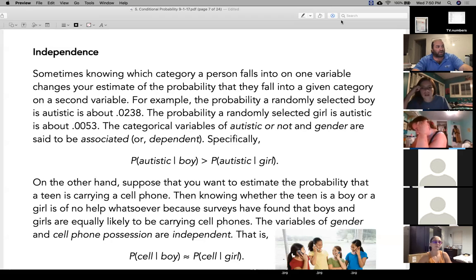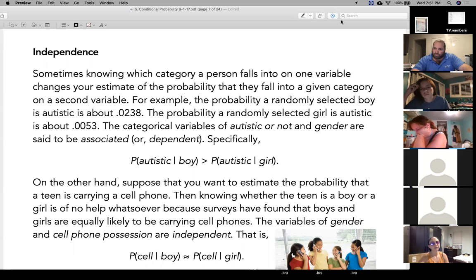Associated. No association? Well, if there was no association, then why is there a different likelihood of being autistic if it's a boy than of being autistic if it's a girl? Would the association be with the boy? No. The point is that if I'm checking the likelihood that someone's autistic, should there be a difference whether it's a boy or a girl?